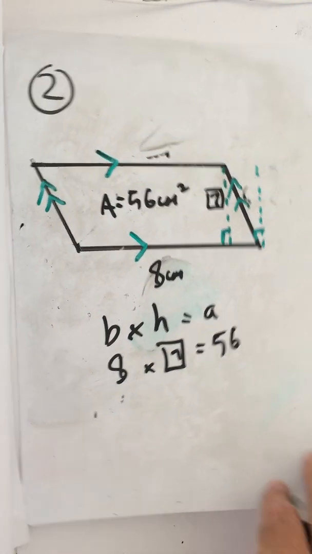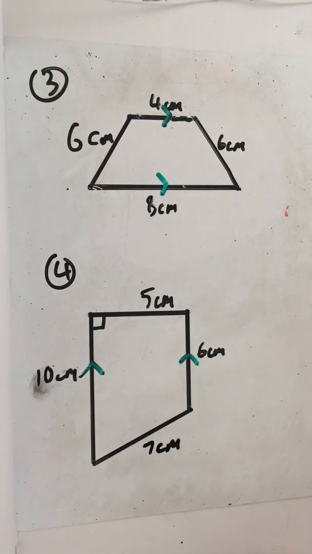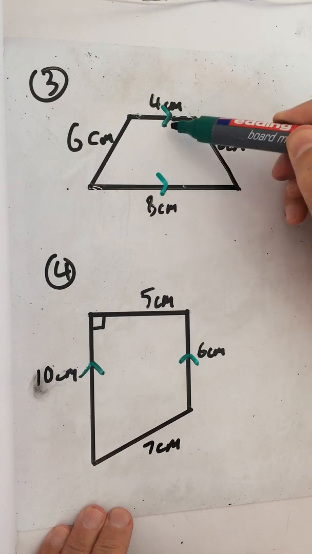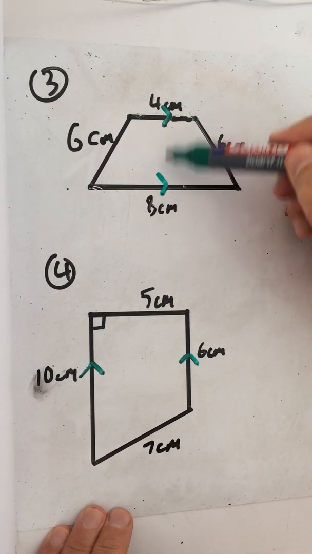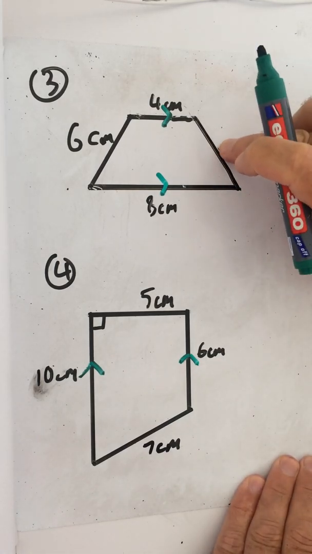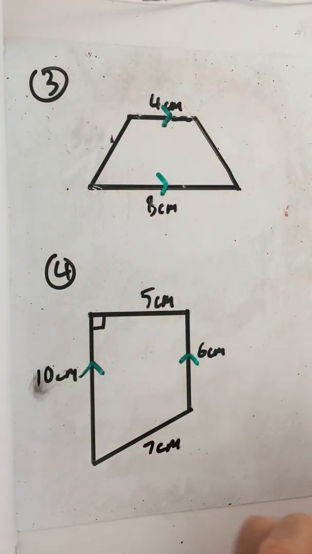Right, on to trapeziums, and this is definitely the one where people struggle, okay. What you've got to remember with these is, and I've marked in here the parallel lines. So these are the ones I need to work on to find. And again, these side ones are irrelevant. It's just those parallel lines, and I need to know the height, isn't it?